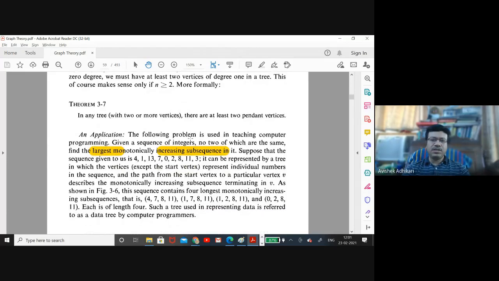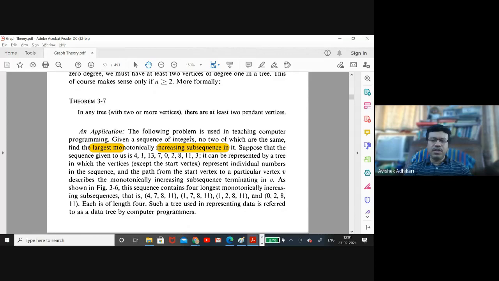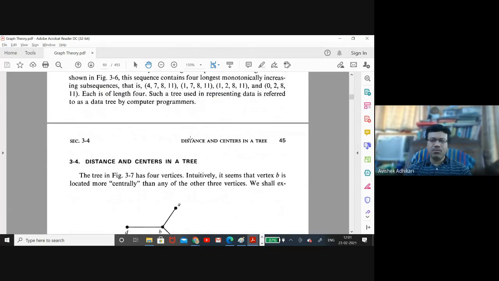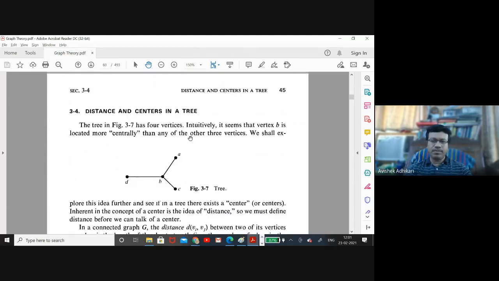Now this is the problem that I started with, the increasing sequence problem. I think you can now very easily understand how to solve this kind of problem.